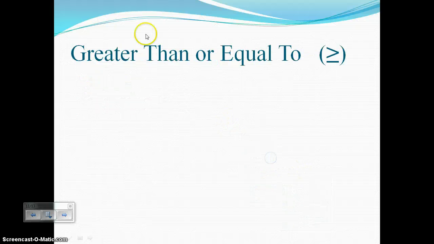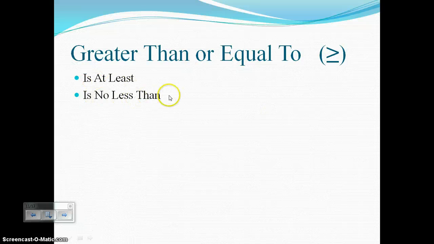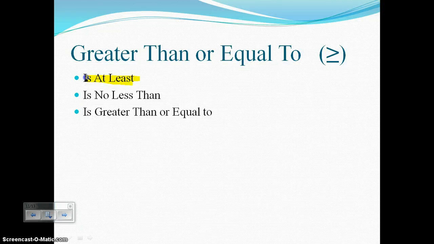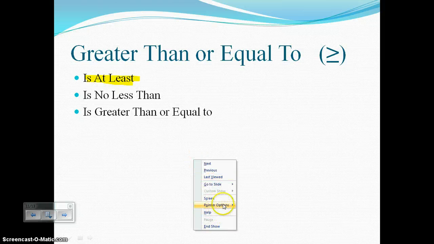Now let's look at greater than or equal to. Is at least, is no less than, is greater than or equal to. Again, do not get confused with "is at least." Because if I say the least you can make in Algebra 1 to pass is an 80, can you make less than an 80? No, you have to make an 80 or above. So "is at least" means greater than or equal to. So do not let those two words mess you up.